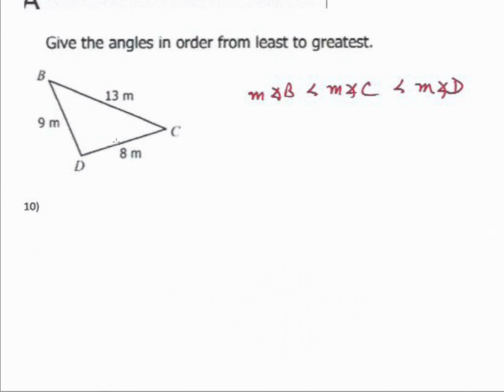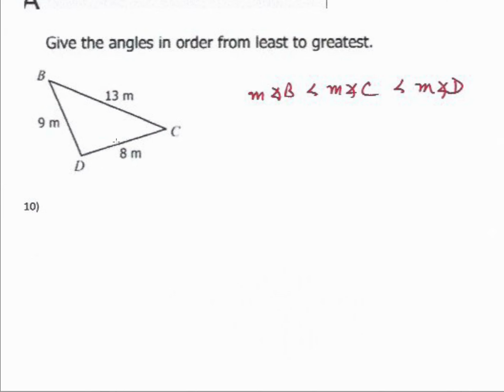Okay. Oh, and just in case you're confused here, this is saying the measure of angle B is less than the measure of angle C. So angle B is smallest, angle C is the medium one, and angle C is less than the measure of angle D, just so you know what that notation means.